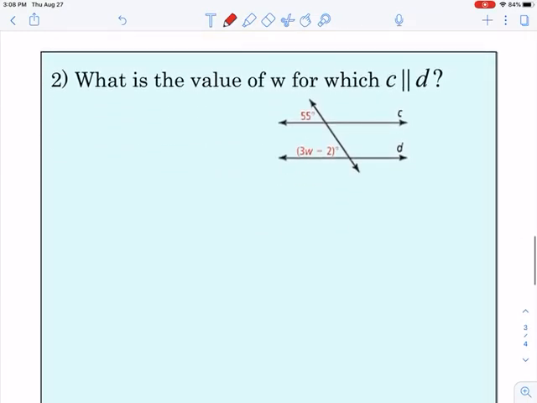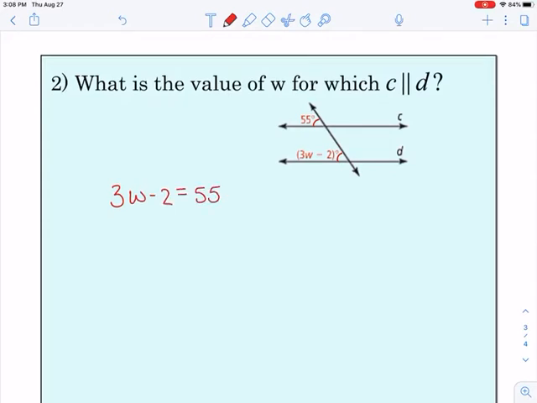What is the value of W for which line C will be parallel to line D? If these two lines are going to be parallel, that means that these two angles are going to have to be congruent because they're corresponding angles. If they're congruent, that means they're equal. So I'm going to set 3W minus 2 equal to 55. I'll add 2 to both sides, and 3W is going to equal 57. The opposite of multiplying by 3 is to divide by 3, and W is going to equal 19.